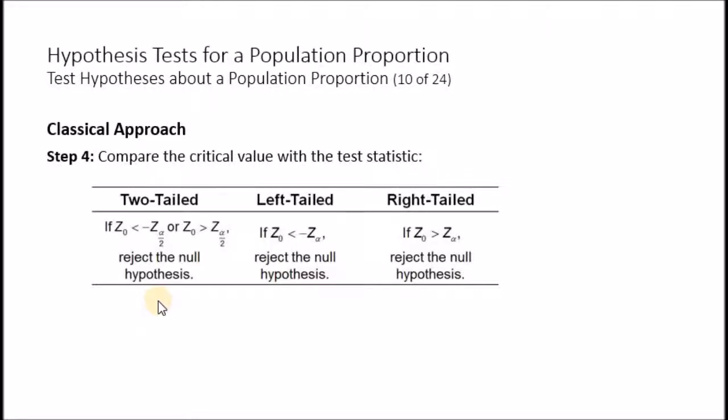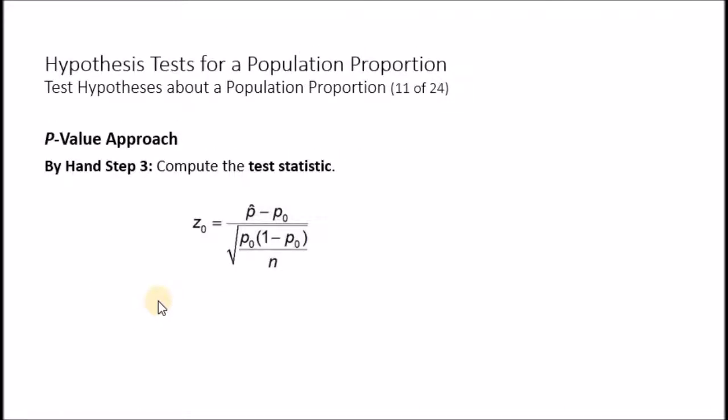In the case when you have a left tail test, you're going to reject the null hypothesis as long as Z naught is less than the critical value. And if you have a right tail test, you're going to reject the null hypothesis if the test statistic Z naught is greater than the critical value Z sub alpha.